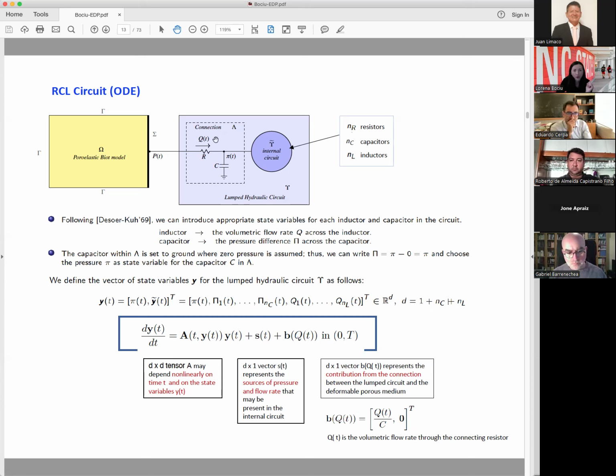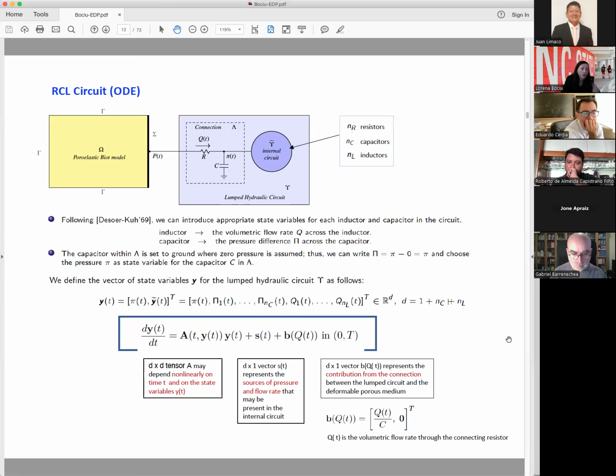Who is Q? If you look in the picture right here, this is the flow rate across this resistor here, Q, right? So this last term is really only the first component is non-zero, and it's proportional to Q, right, which is the volumetric flow rate through the connecting resistor. So this is where you see the connection between the PDE and the ODE.